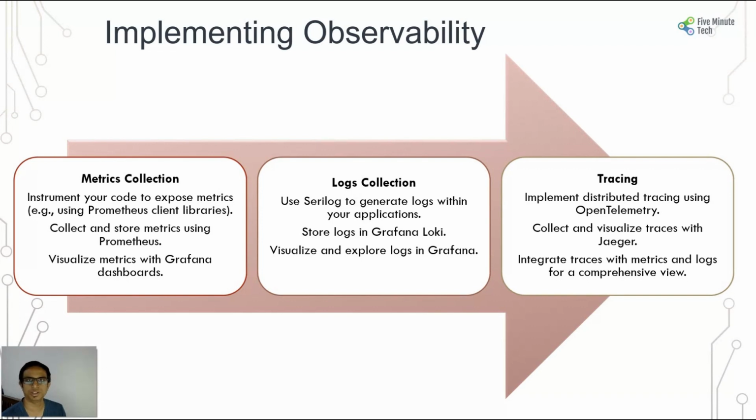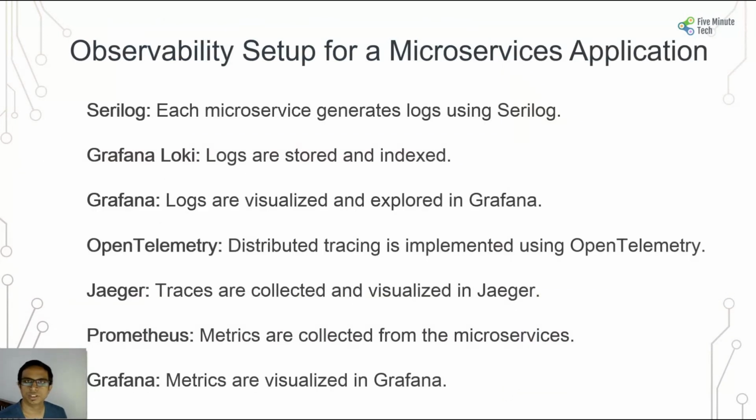For log collection, we need to implement Serilog or any similar implementation. In our case, we'll be using Serilog to generate logs within our application. We'll store the logs in Grafana Loki and visualize them using Grafana. For tracing, we will use the OpenTelemetry OTel protocol. We will collect and visualize traces with Jaeger and integrate the traces with metrics and logs for a comprehensive view. We will see the whole trace as it works through the application, through Jaeger. So this is the setup we will be implementing in our system for the application BookByBoard.